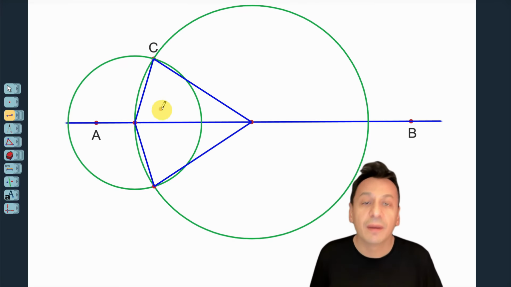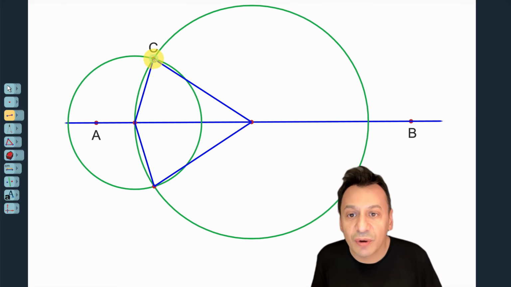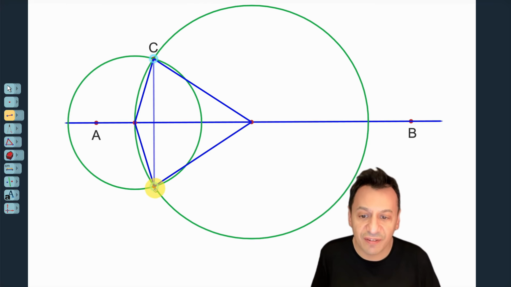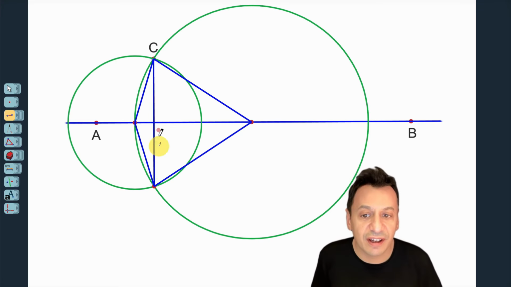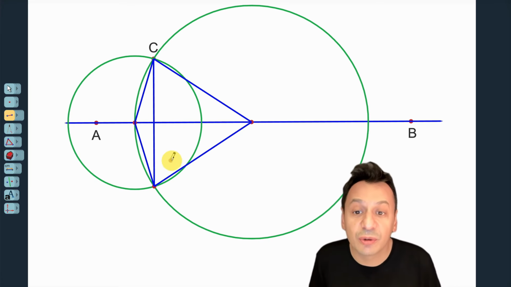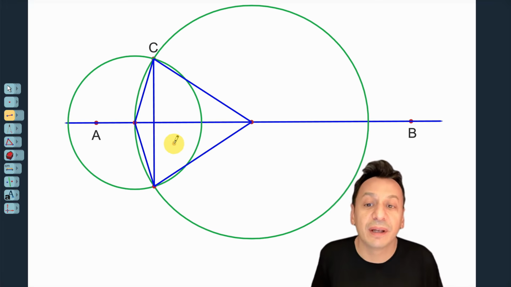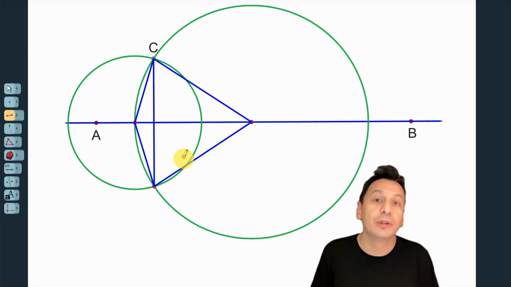So now, as my third move, when I draw a line segment from point C to the other intersection point of the large and small circles, this line and this line intersect each other at a right angle. And I think this way, in 3 steps, I have drawn a perpendicular from point C to the line AB.